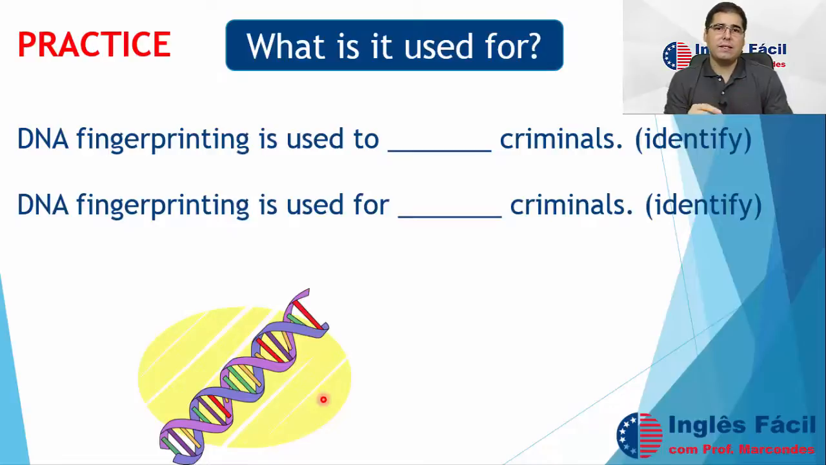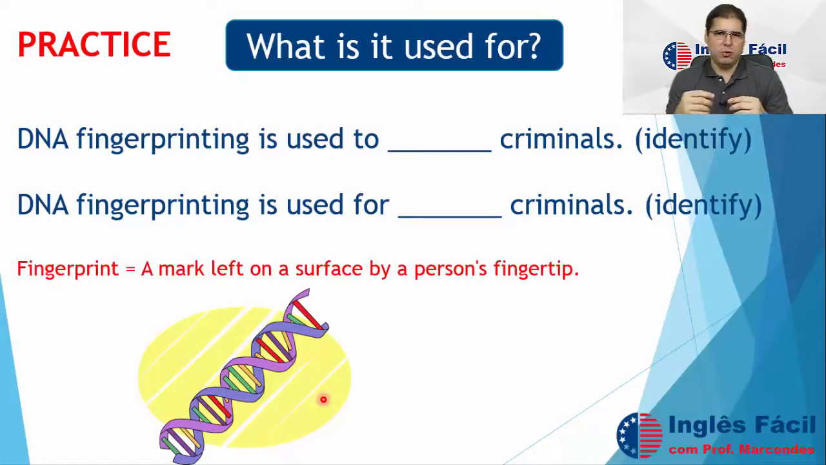For example, what is DNA fingerprinting used for? Do you guys know what fingerprint means? A fingerprint is a mark that you usually leave on a surface with a person's fingertip. Every time you touch a surface with your fingertips, there's a mark, right? So it is something that can identify you. If a police officer finds that mark, they can compare it with your fingerprint and see if they match, if you were the person who left the fingerprint on a surface, okay?